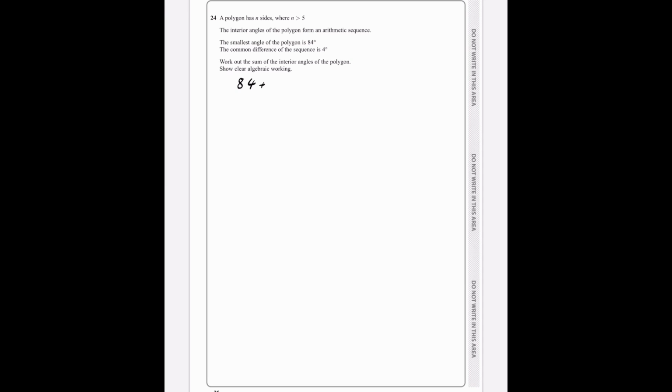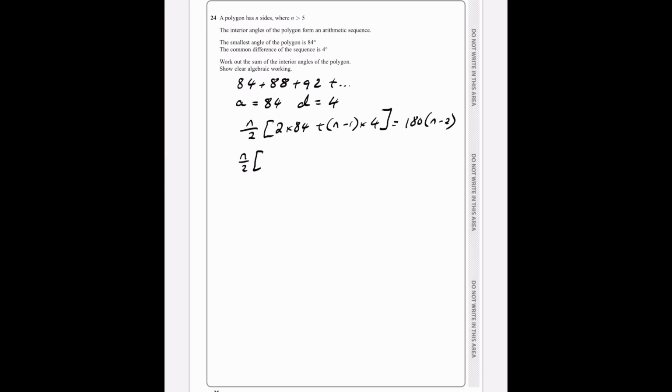Question 24, this is the polygon question, so we're adding together interior angles of a polygon, starting at 84 and going up in 4. The first term is 84, the common difference is 4. Plug it into the sum of n terms of an arithmetic sequence, n over 2 lots of 2a plus n minus 1 d. Well, that's going to be equal to the sum of the interior angles of a polygon, which is 180 times 2 less than the number of sides, and that allows us to construct an equation we can solve to find n. And you can see immediately it generates a quadratic. Solve the quadratic and you get 2 values of n.